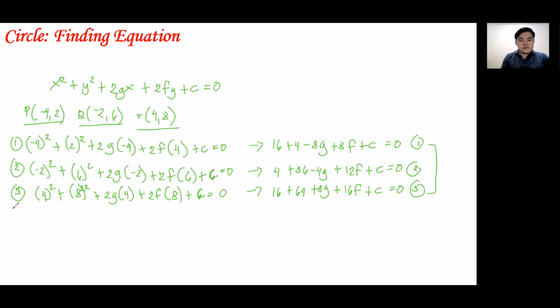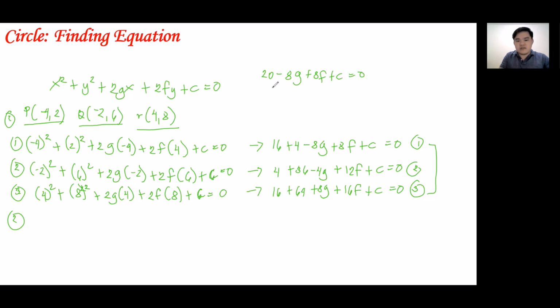So for our step number 2, after substitution, our first step is substitution in order to get what? In order to get 3 equations. Now, for our step number 3, wait, this is not yet simplified. So we're going to add first. So this is now what? I'm going to write here. So this is 20 minus 8g plus 8f plus c is equal to 0.